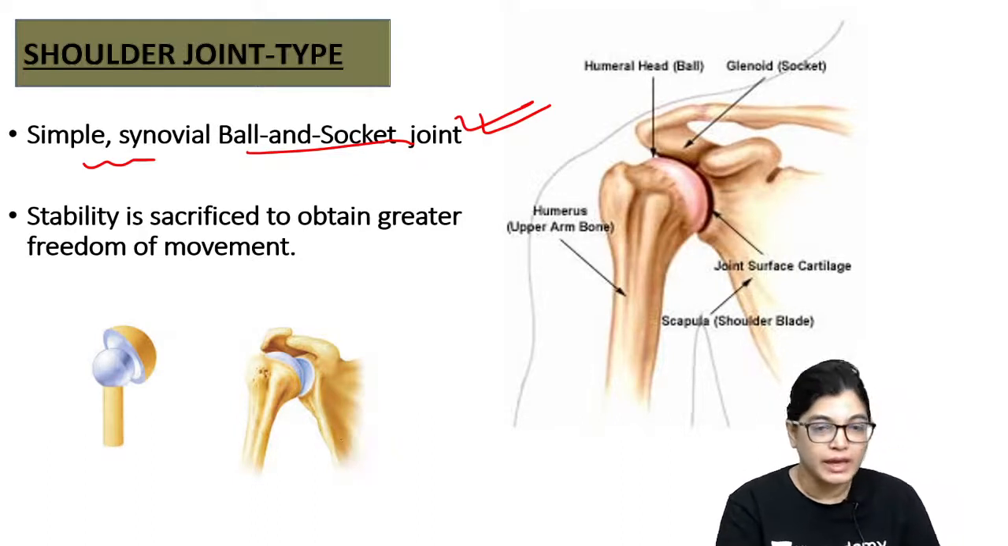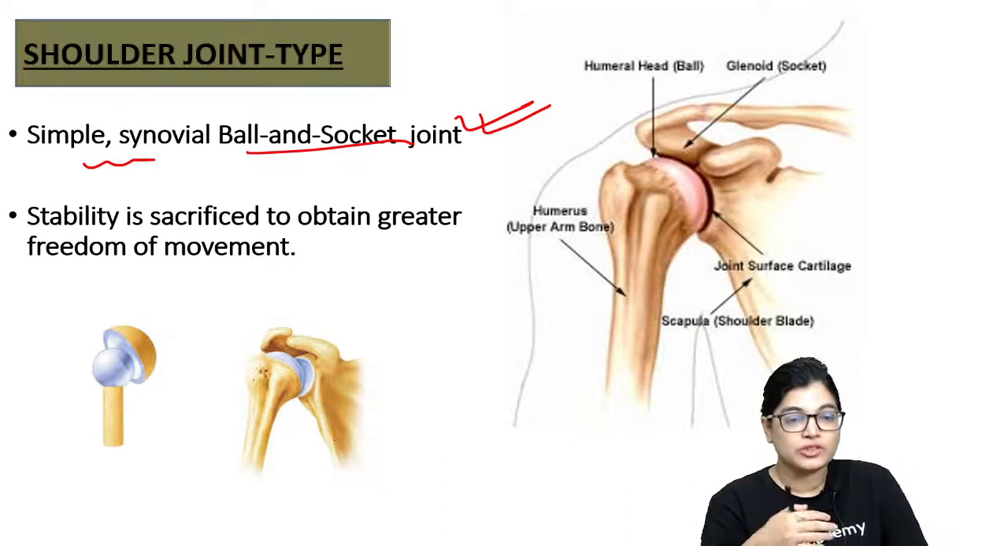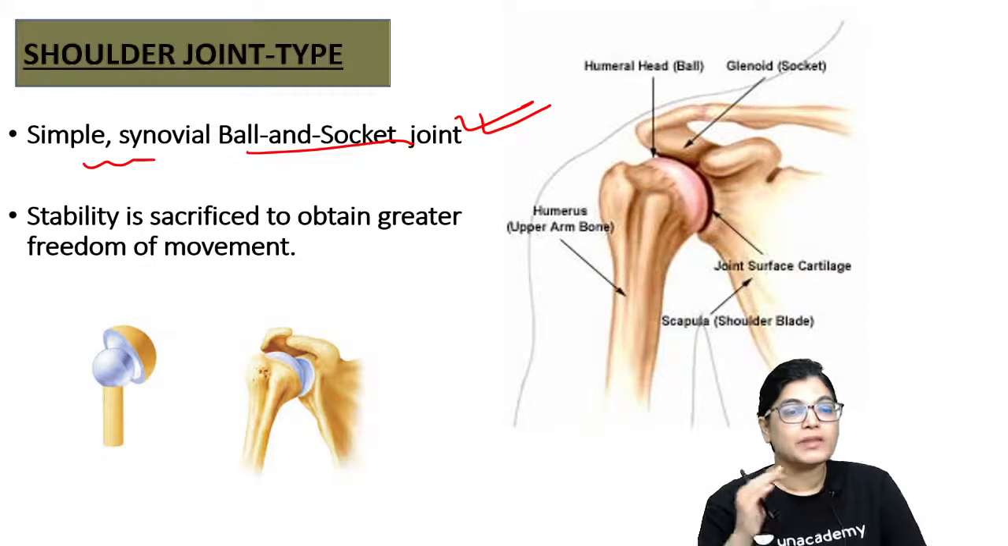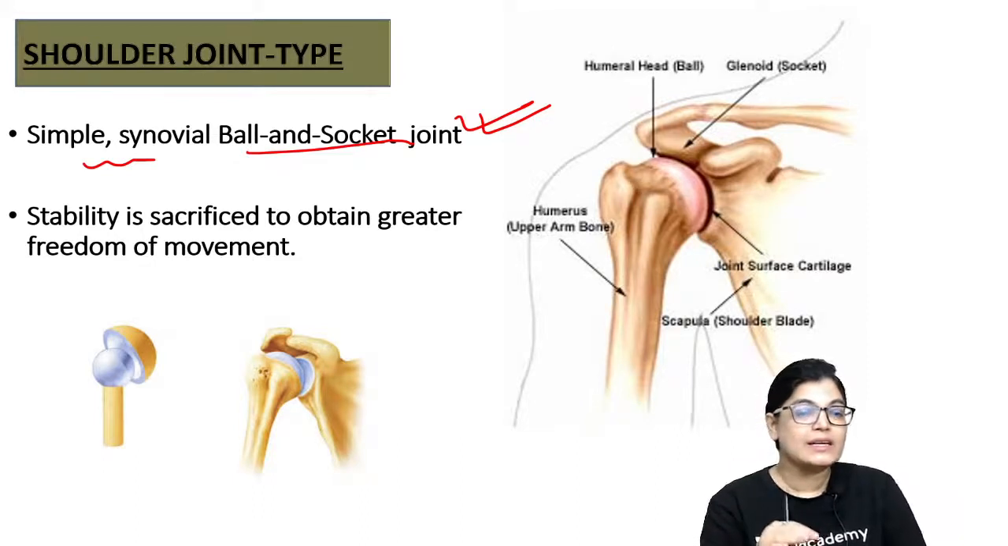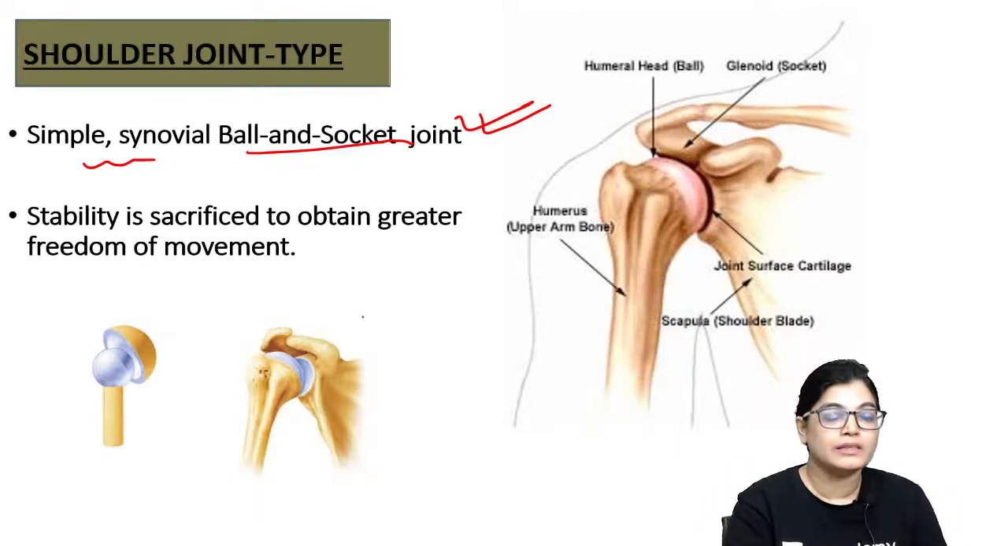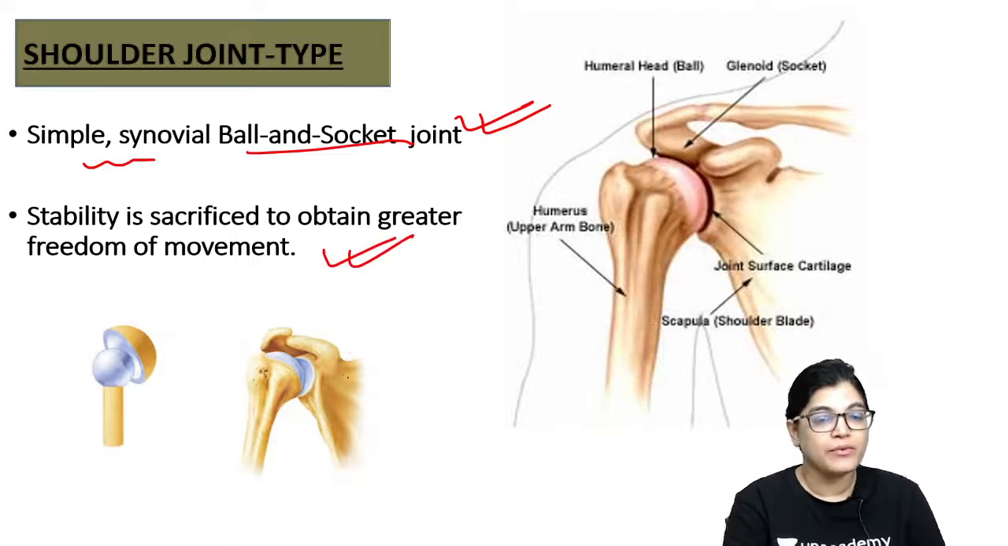And one more thing I will add: anything which we get is at the cost of something sacrificed. The same is true of the shoulder joint. It is the most mobile, but there is a chance of recurrent dislocations in so many cases. So stability is sacrificed to obtain a greater degree of freedom.